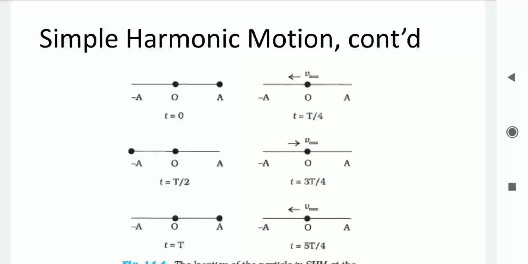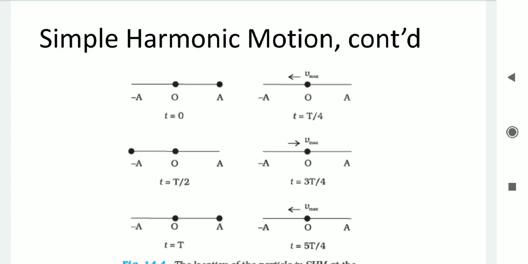Now that object, after covering a distance minus A, moves back towards the origin point. So here, the complete T by 2 time duration has been completed. Now from the origin, it is moving in the opposite direction towards the positive x direction and covers a distance A. Now this displacement is on the positive x-axis, so we are taking its magnitude of displacement as plus A. The time duration required to complete up to this condition is 3T by 4.